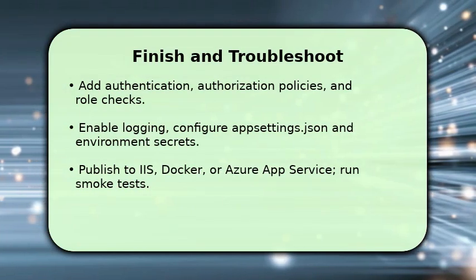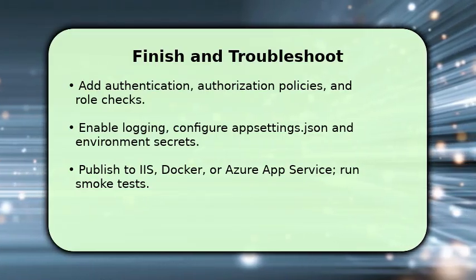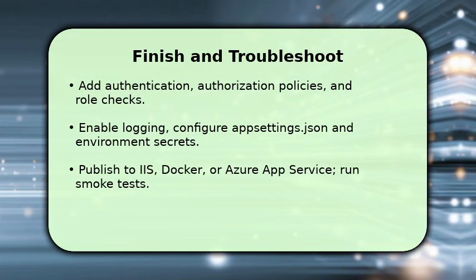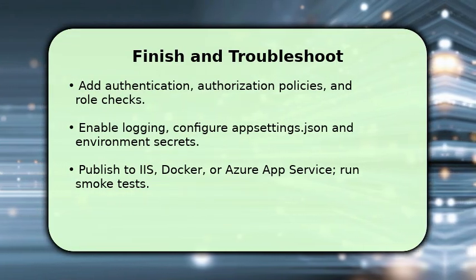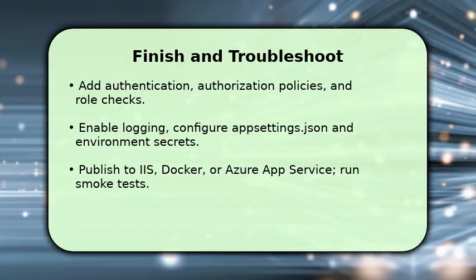Complete the app by securing and deploying it. Add authentication and authorization middleware, configure Identity or JWT as required, and apply policies to controllers. Configure logging and environment-specific appsettings, then set secrets for production.